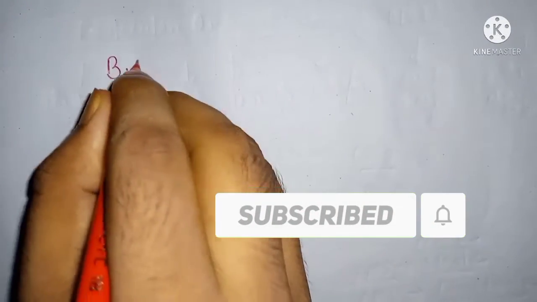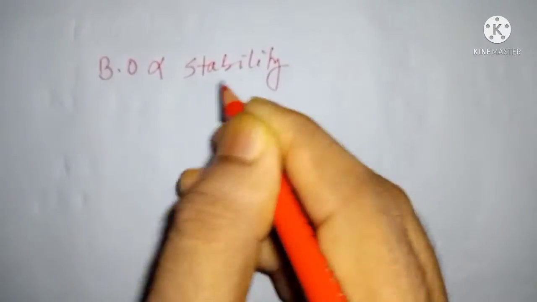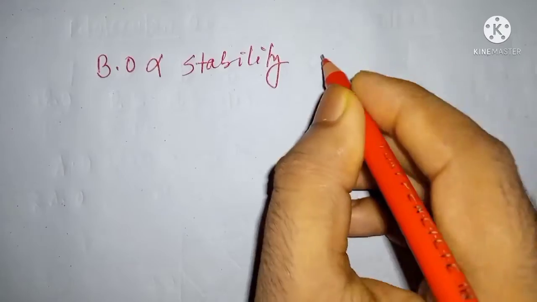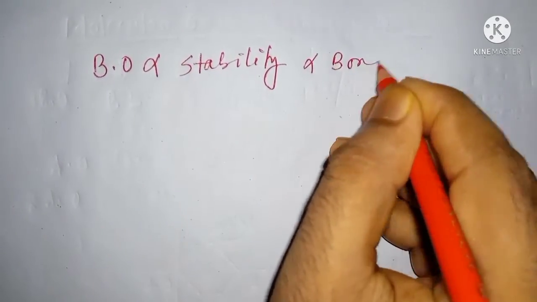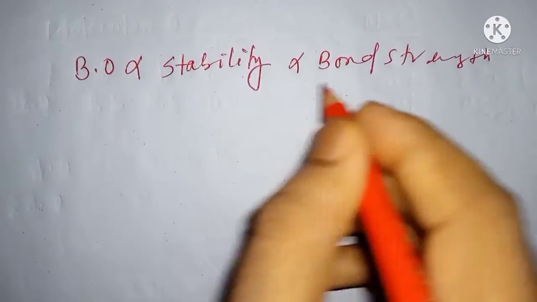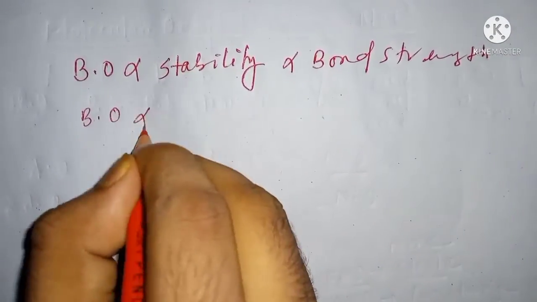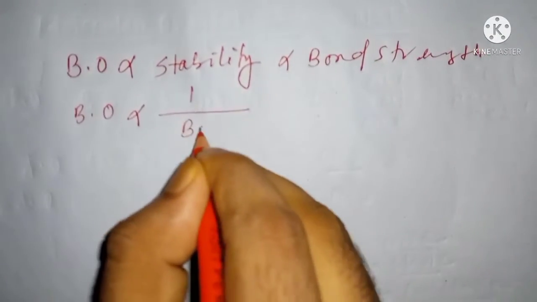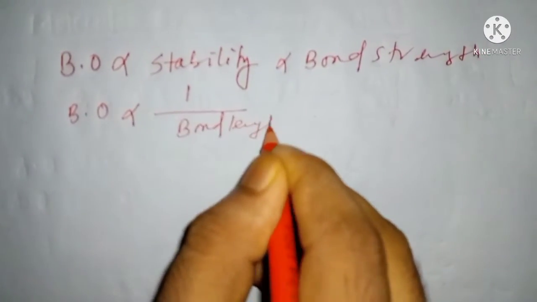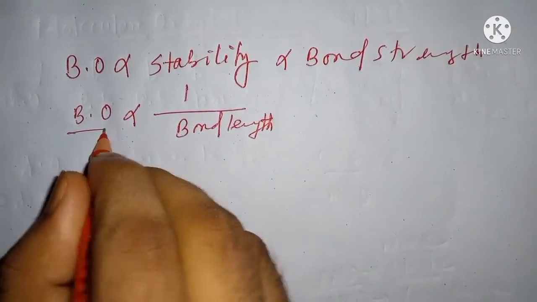Now bond order is proportional to stability. Bond order increases, stability increases, and it is proportional to bond strength. Bond order increases, bond strength increases, and stability increases. But bond order is proportional to 1 by bond length. Bond order increases, bond length decreases, or bond length increases, bond order decreases.